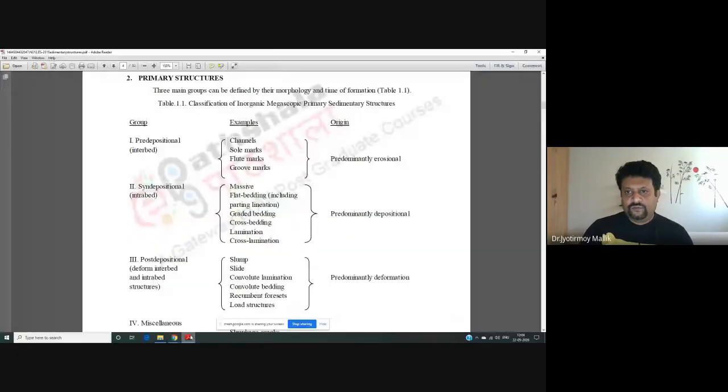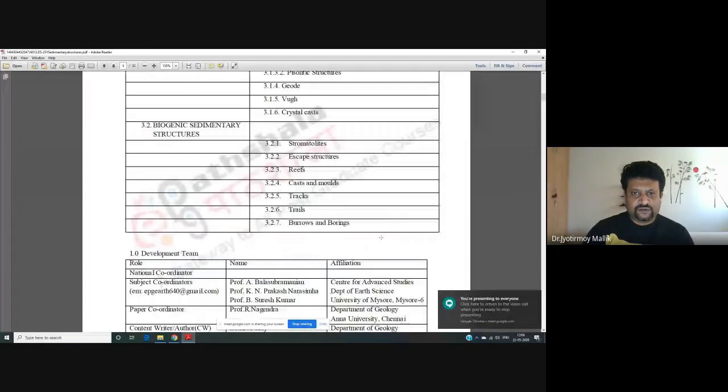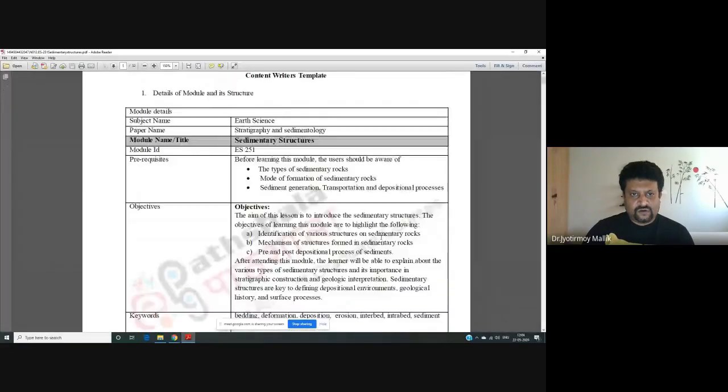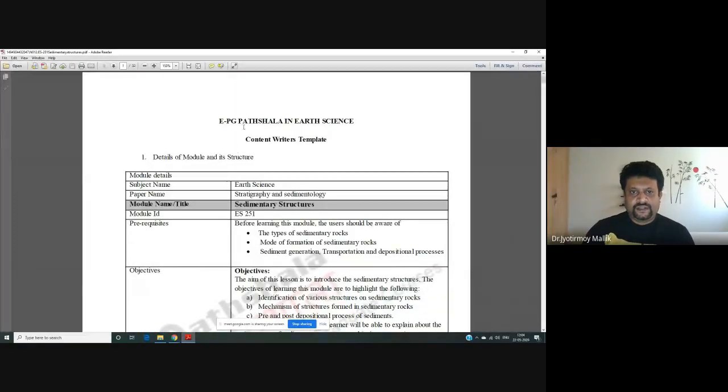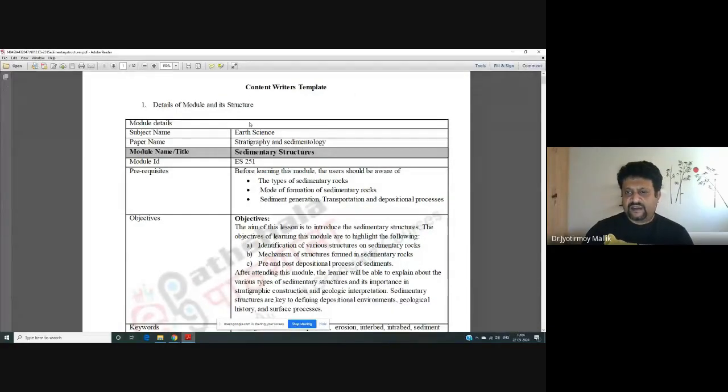All right, so let me now present. Today I am going to present from a note which I will be circulating amongst you. This particular note is a part of the Pathshala program of Earth Sciences. I thought this note is very well written and very simple as well. So I recommend that after the class you read this note.